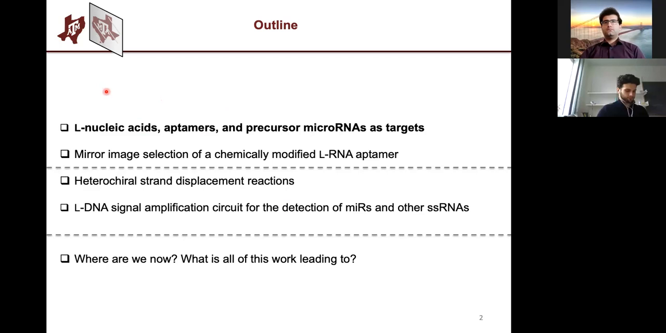And then in the second half, I'll tell you about heterochiral strand displacement reactions or circuits, which I will use circuitry and strand displacement interchangeably in the case of this talk. And then I'll talk about my L-DNA signal amplification circuit, which will be based on the catalytic hairpin assembly. And at the end of this, I'll show you guys what myself and other people in my lab are working on in this field and where it's going and where we think it can go.